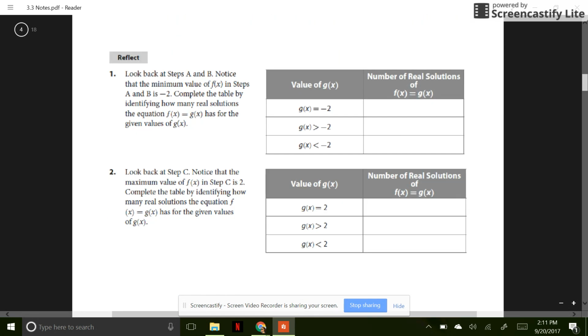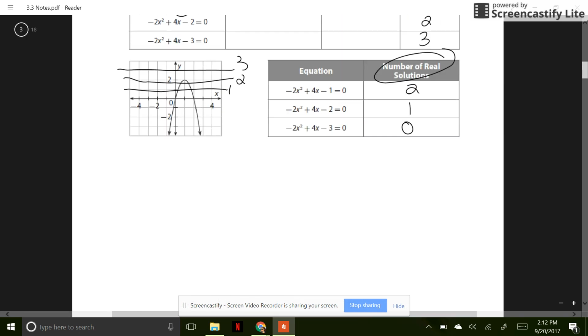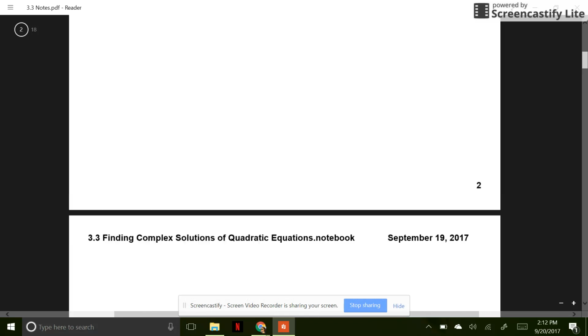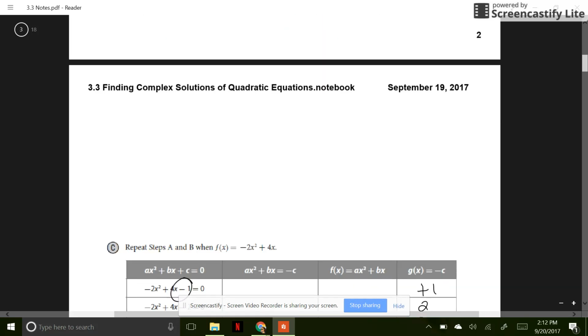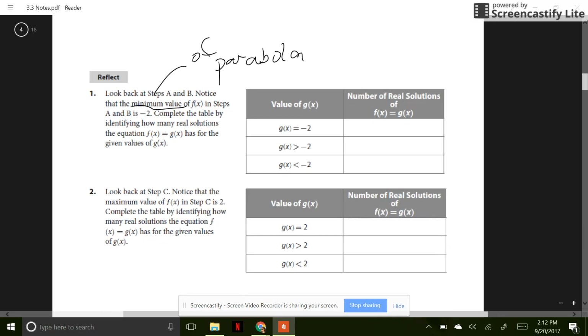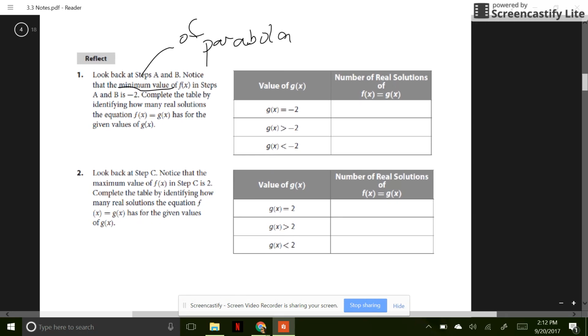So as we reflect, look back at steps A and B, notice that the minimum value of f of x in steps A and B is negative 2. So that's the minimum value of the parabola in step A. Now complete the table by identifying how many real solutions.